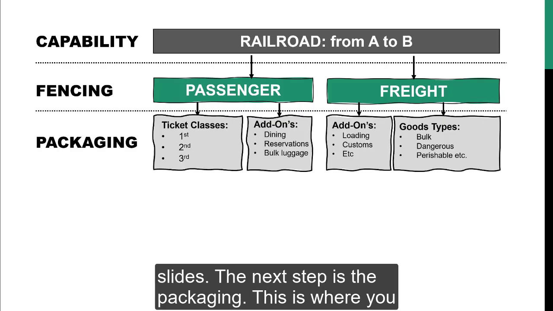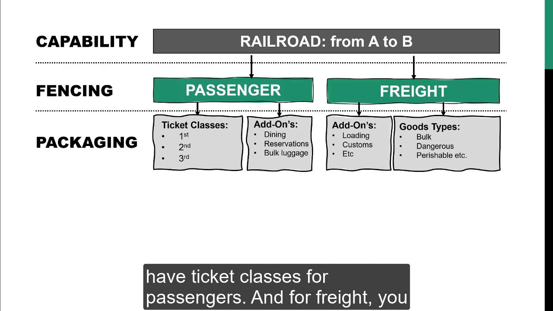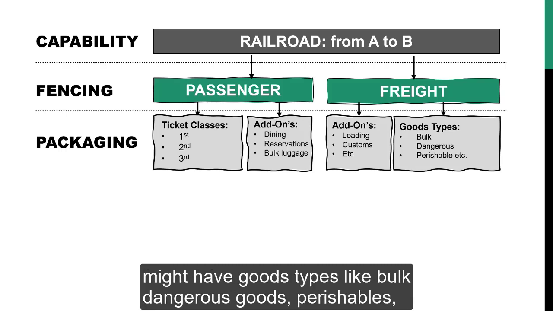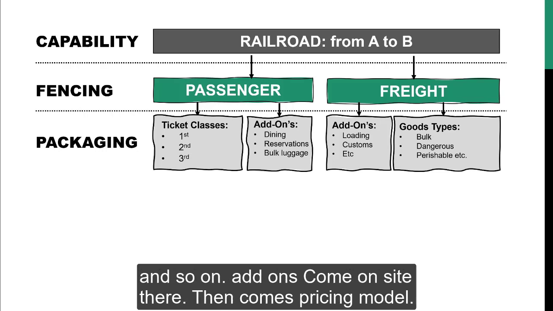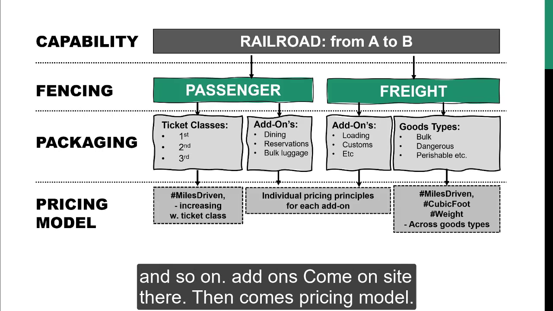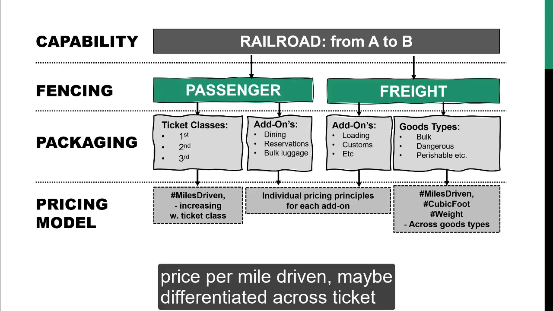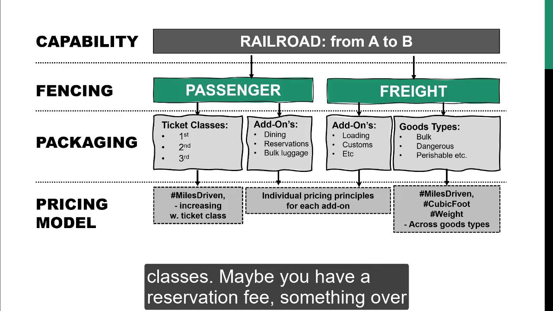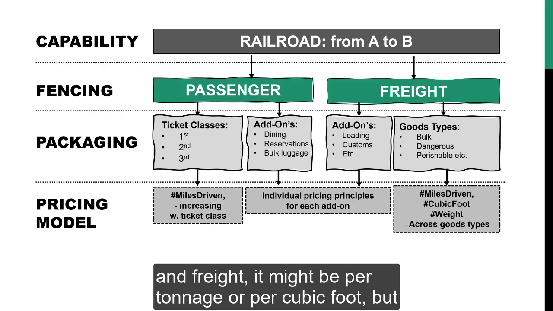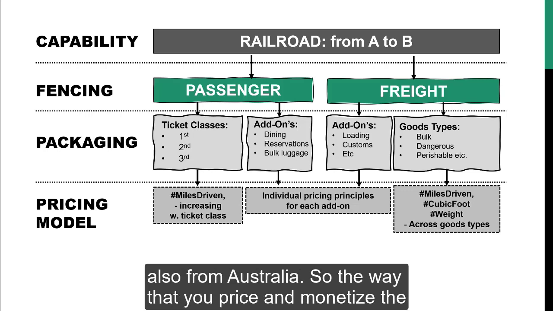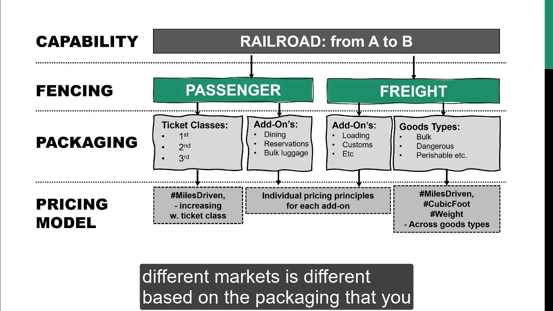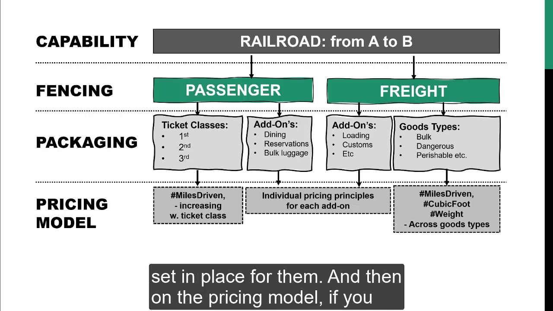The next step is the packaging. This is where you have ticket classes for passengers, and for freight you might have goods types like bulk, dangerous goods, perishables, and so on. Add-ons come aside there. Then comes the pricing model. For passengers, you have a price per mile driven, maybe differentiated across the ticket classes, maybe a reservation fee. Over in freight, it might be per tonnage or per cubic foot, but also per mile driven. So the way that you price and monetize the different markets is different, based on the packaging you set in place for them and then on the pricing model.